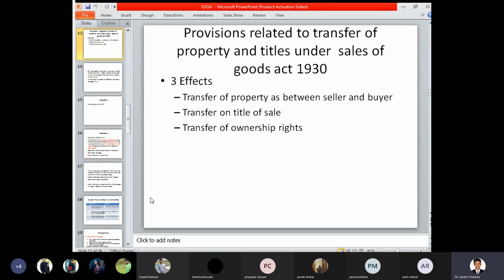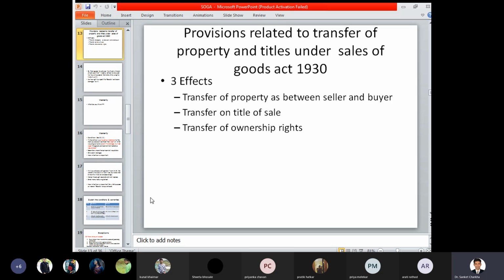Title of sale means earlier the owner of the goods was a particular seller, and now the ownership has been transferred to another person, and the title has been transferred from seller to the buyer. So what does the title mean? Title means the name that has been identified on a particular product or commodity. Transfer of title on sale specifically means the transfer of name from one person to another person.